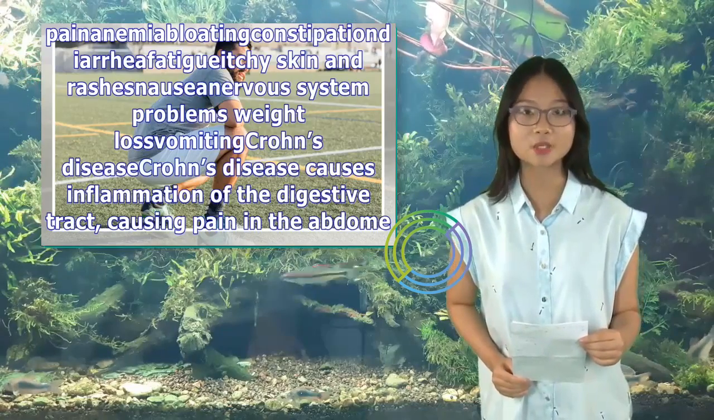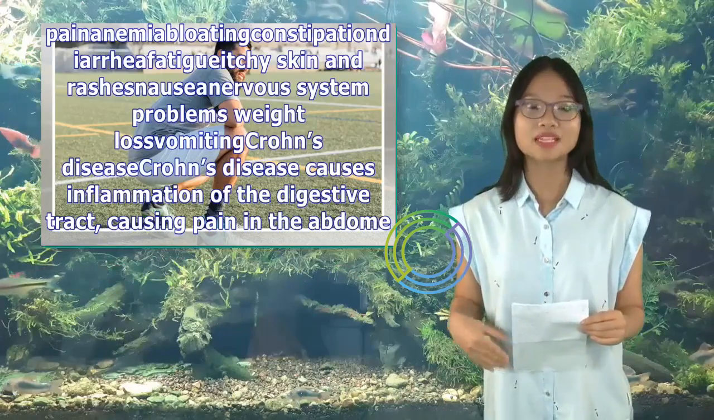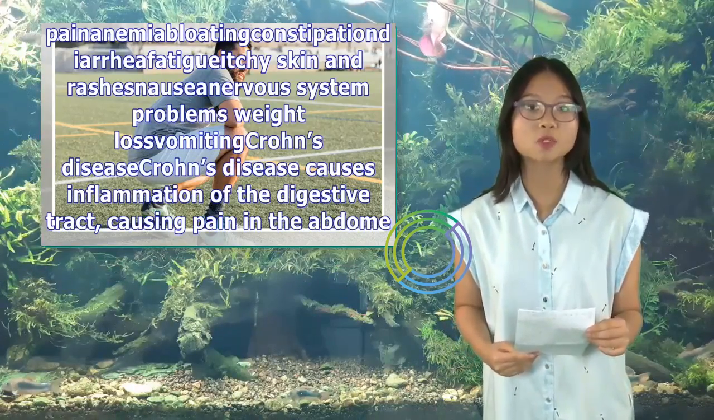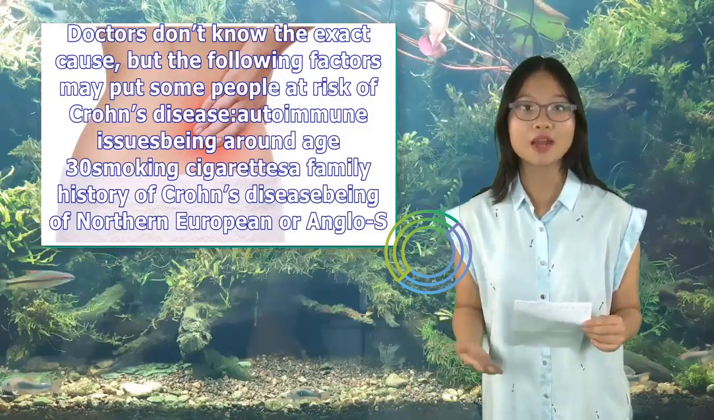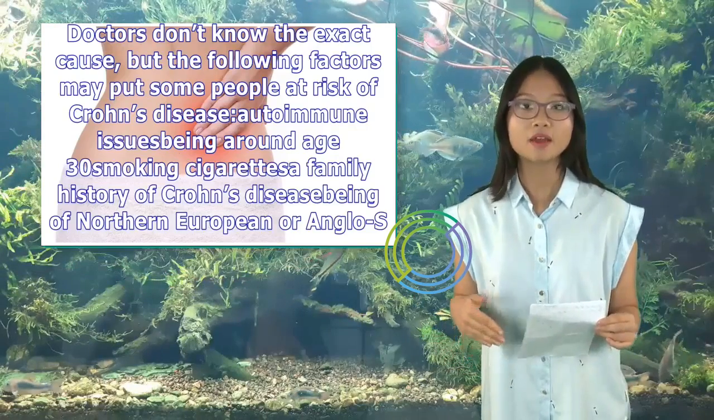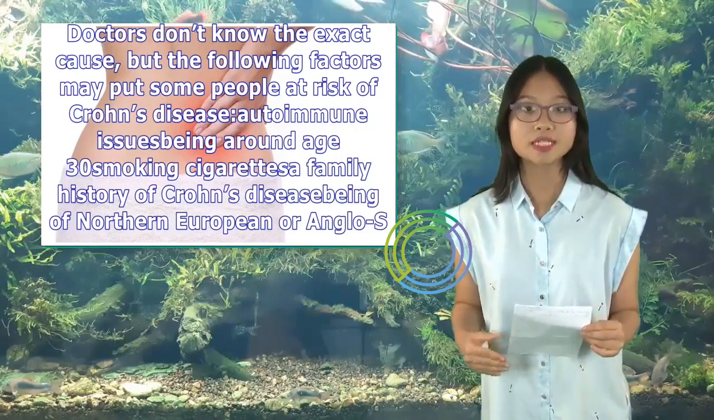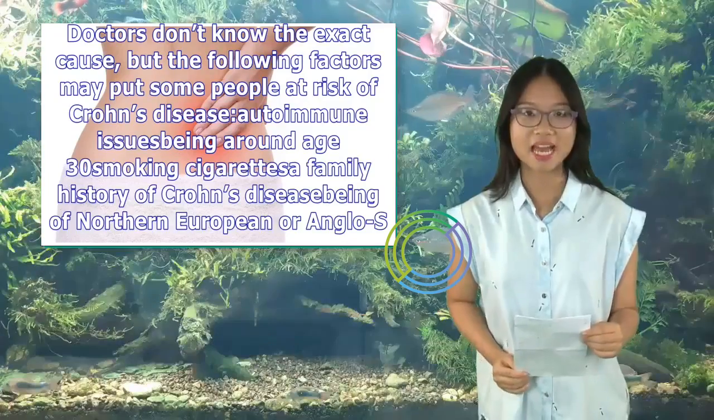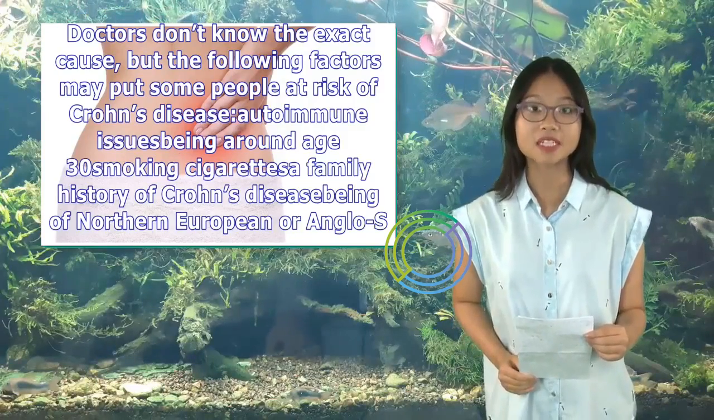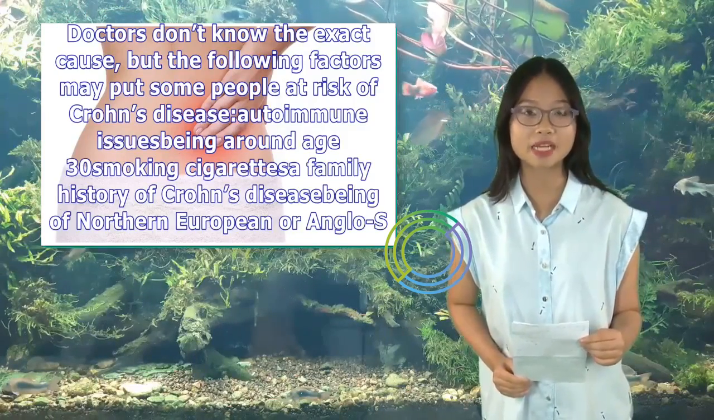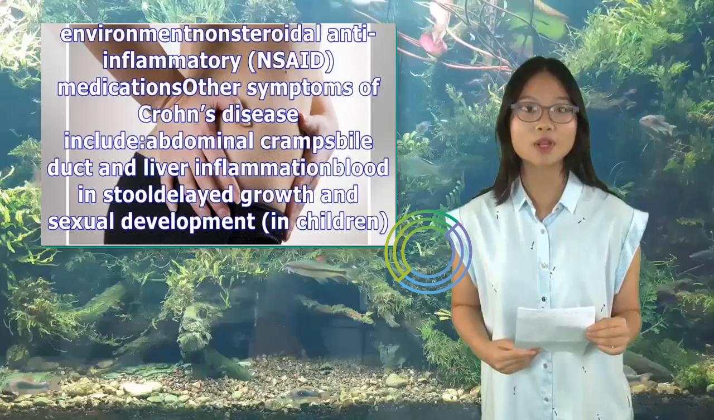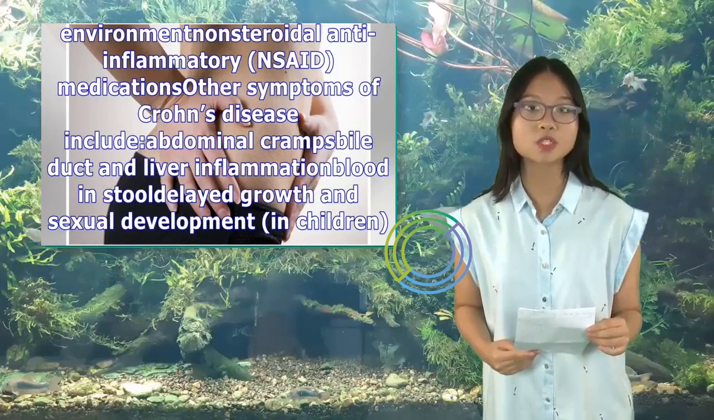Crohn's disease. Crohn's disease causes inflammation of the digestive tract, causing pain in the abdomen. Doctors don't know the exact cause, but the following factors may put some people at risk of Crohn's disease: autoimmune issues, being around age 30, smoking cigarettes, a family history of Crohn's disease, being of Northern European or Anglo-Saxon descent, being of Jewish European descent, also called Ashkenazi Jewish descent, living in an urban environment, nonsteroidal anti-inflammatory (NSAID) medications.